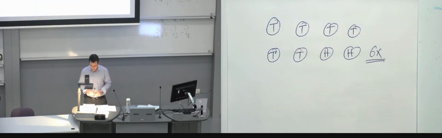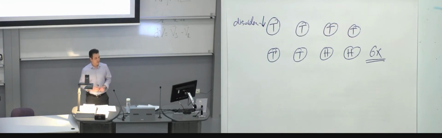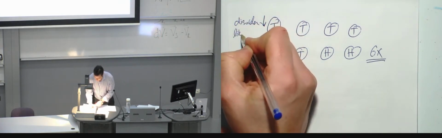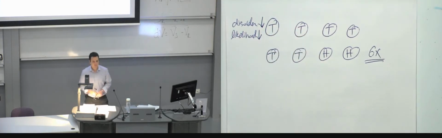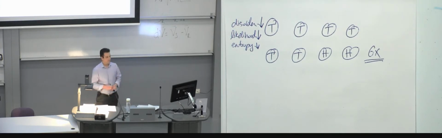Let's now talk about the disorder and the likelihood and the entropy in these two scenarios. Now, looking at the first case, everything is the same, all tails. If you have OCD, you would love it, because it just means everything's in the same order, same shape. Now, in terms of disorder, this is actually quite low. It doesn't have much disorder, because everything is quite organized. In terms of likelihood, it's actually low as well. You don't get that very often if you start tossing the coin. And in terms of entropy, this is actually quite low as well, because of those concepts that we've introduced and what entropy really means in this context.